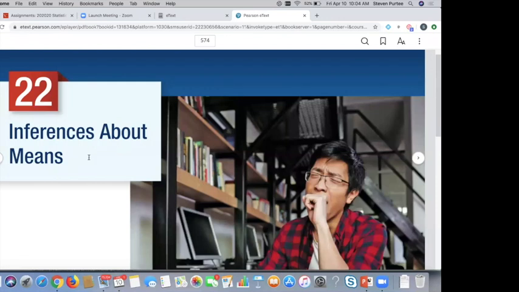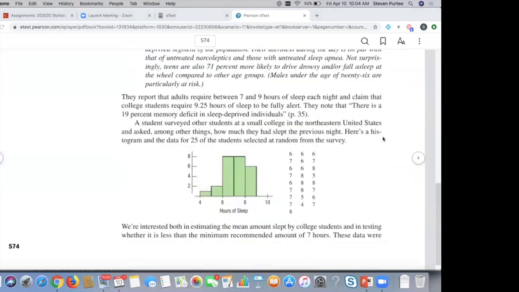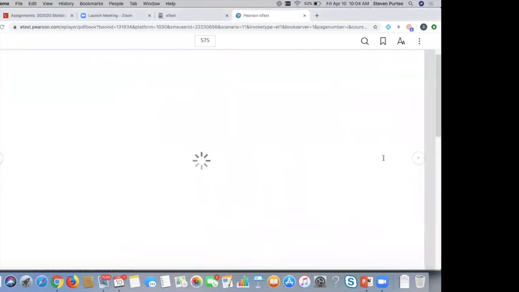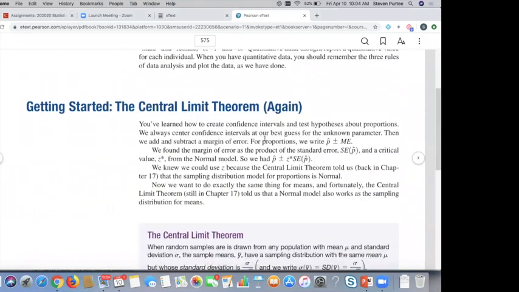Okay, so we'll cover chapters 22 and 23 today in this lecture. So pretty much we're doing everything we just did with proportions with means instead. So we're using the central limit theorem just like we did before.